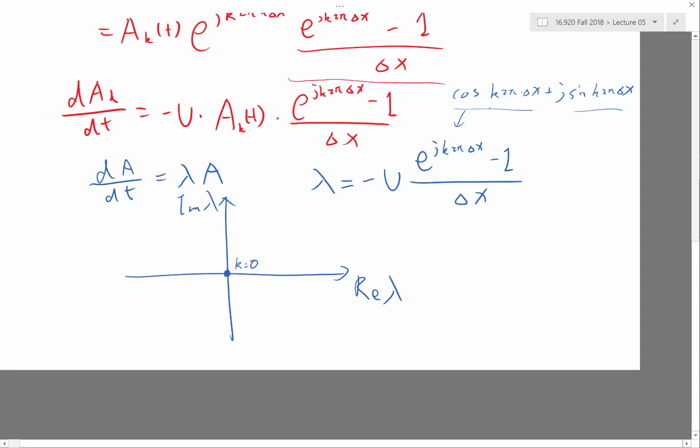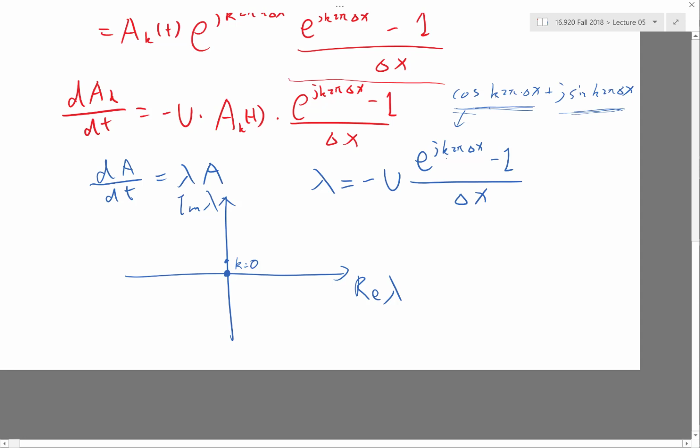Now let's say we have k equal to 1 for a very tiny delta x. Where would this be? Well, we know that for a very tiny delta x, cosine is approximately equal to 1, and the sine of x is very close to x, right? So for very tiny k delta x, we are a little bit up in the imaginary axis, because the cosine is still 1, which means the real part is still going to be 0, and the imaginary part is a little bit.